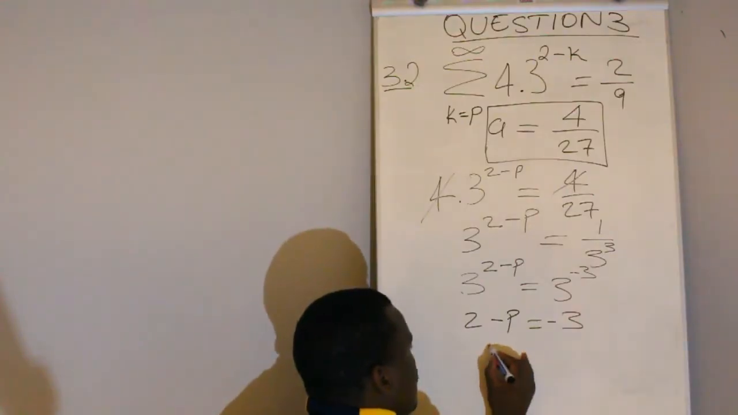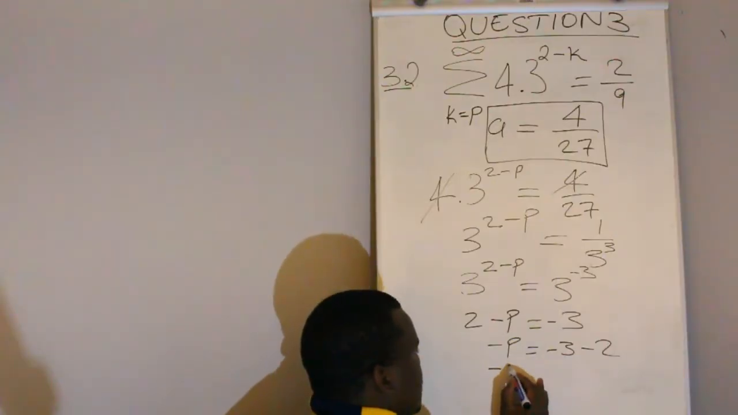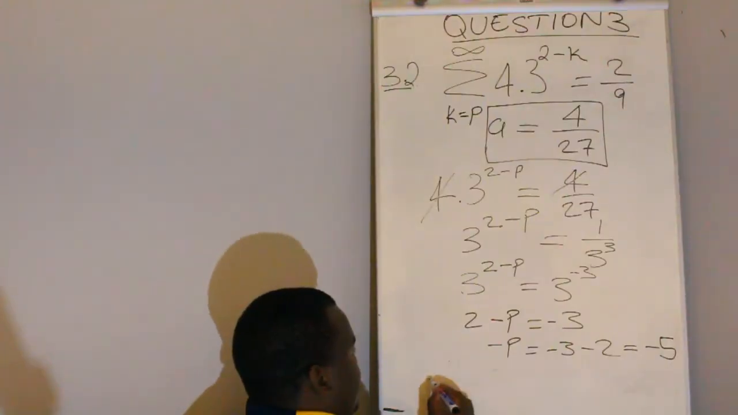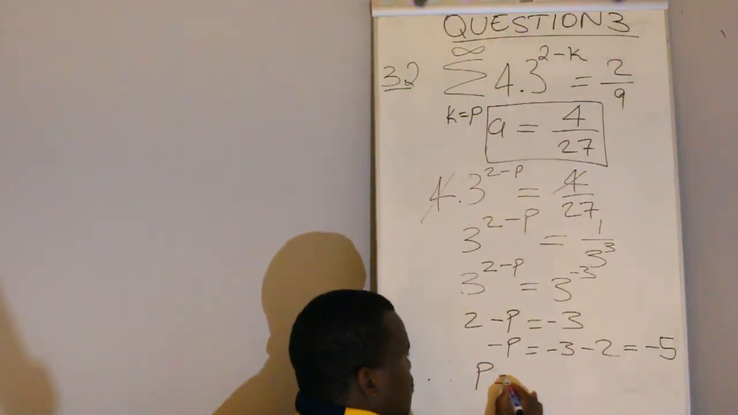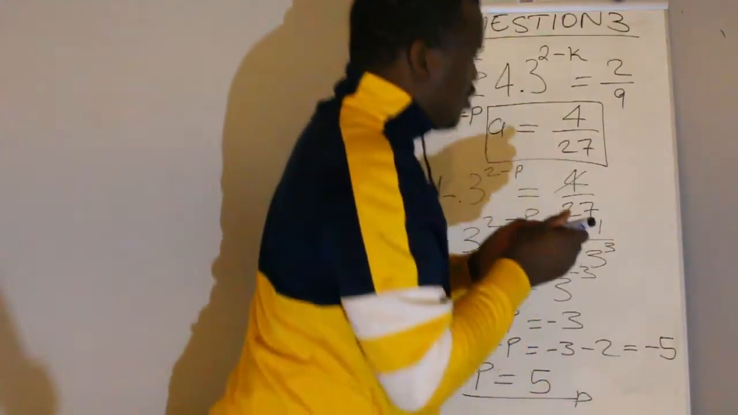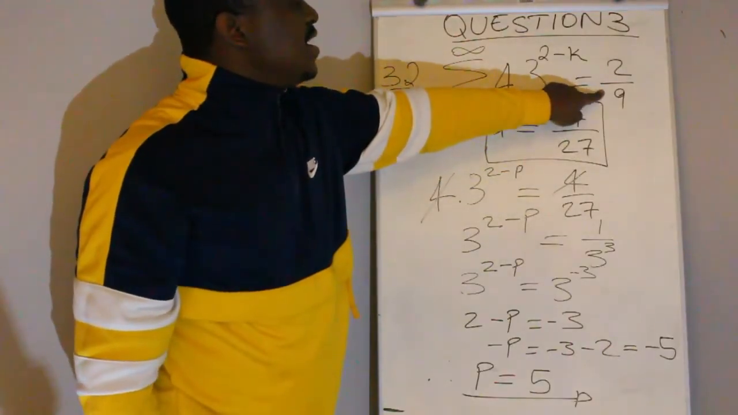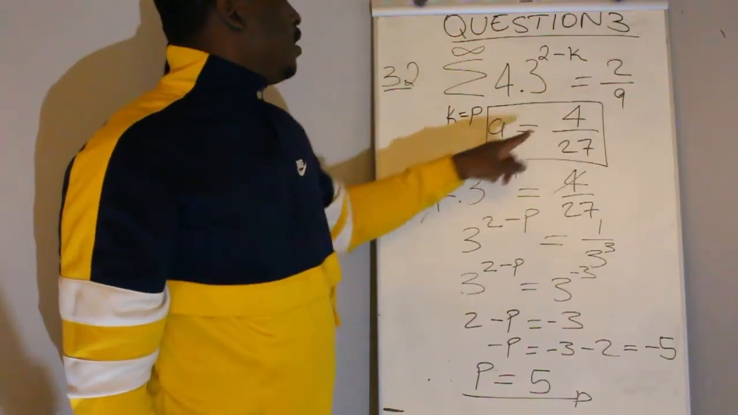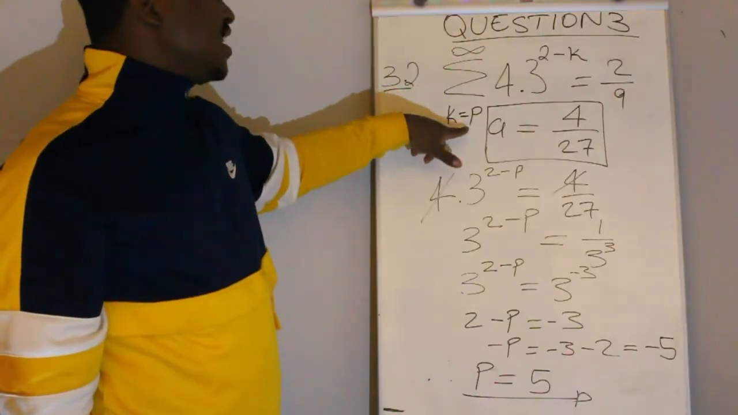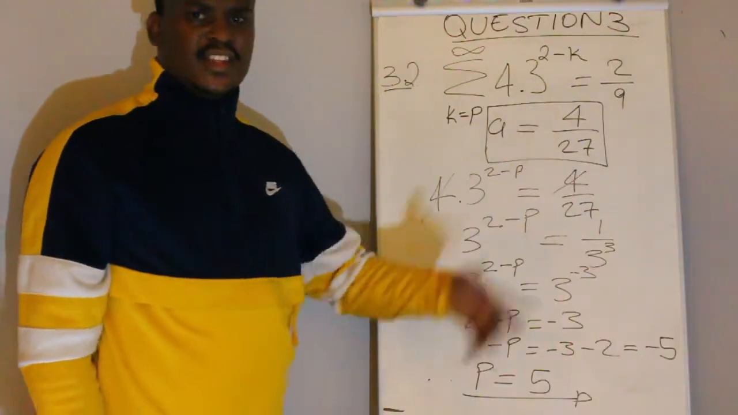Which means now your minus p is equal to minus 3 minus 2, which is equal to minus 5. Therefore, your p is equal to 5, because you're going to divide with the negative sign, both sides. So this means that in order for you to have a sum to infinity that equals 2 over 9, you must start summing the terms of this series at k is equal to 5. That's what this means. And this is the end of this question.